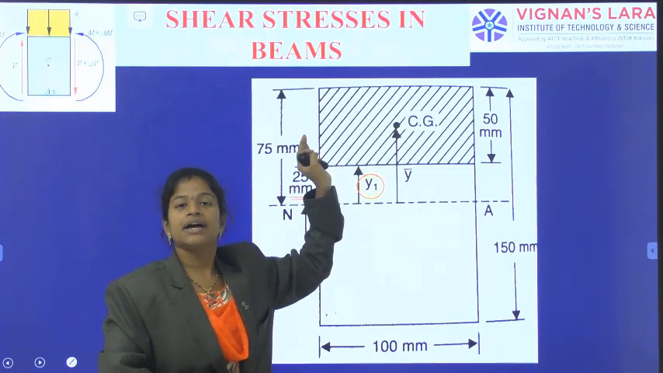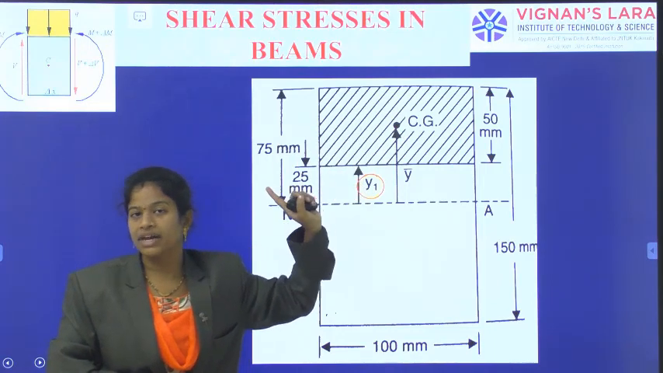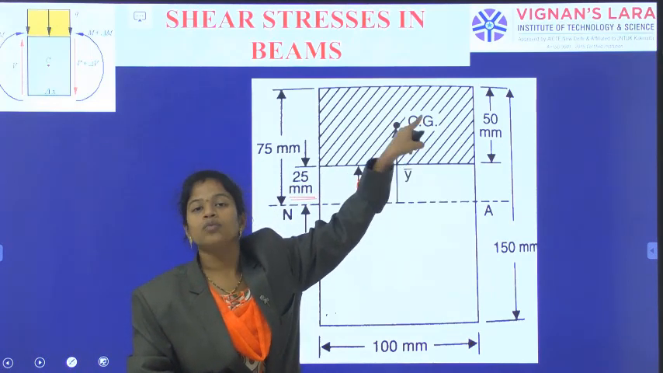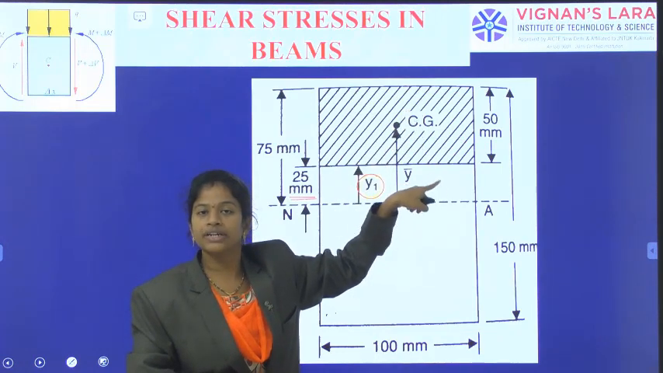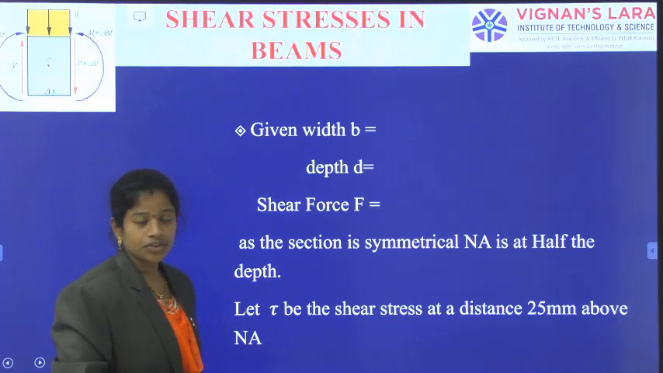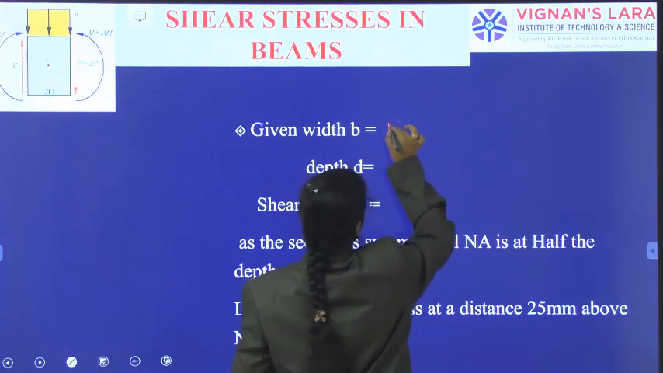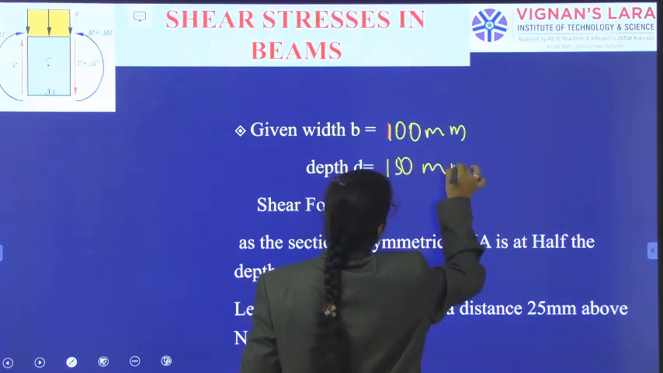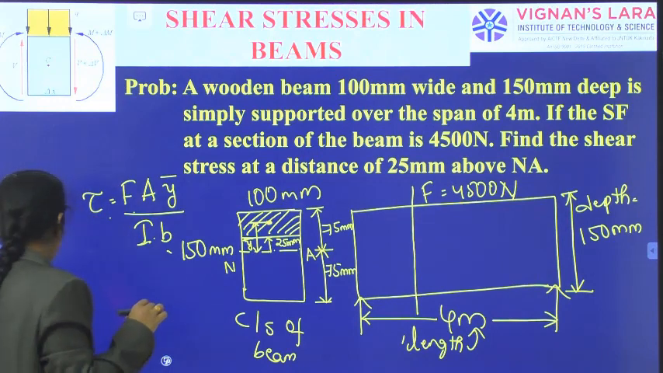Why that shaded area? Because that area is the capital A in the formula, this numerical area value. And in that area, we indicate the center of gravity of the area, and its distance from the neutral axis is y bar. Now the width of the beam is 100 mm, the depth of the beam is 150 mm, and the force they have given us is 4500 newtons.